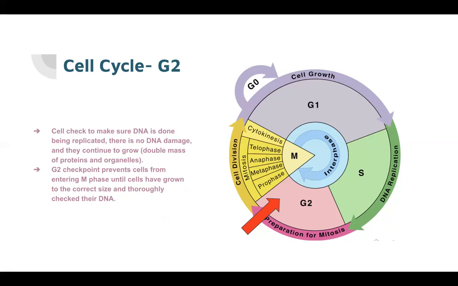In G2 phase, we're also going to get the G2 checkpoint, which prevents cells from entering M phase, to make sure that the cells are the correct size and that they thoroughly check for DNA damage.